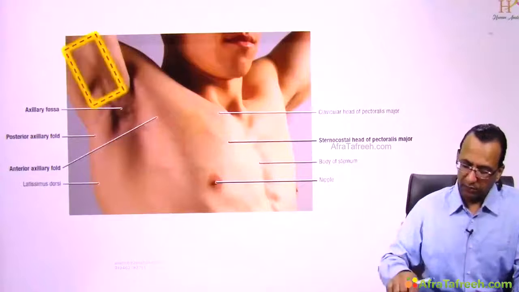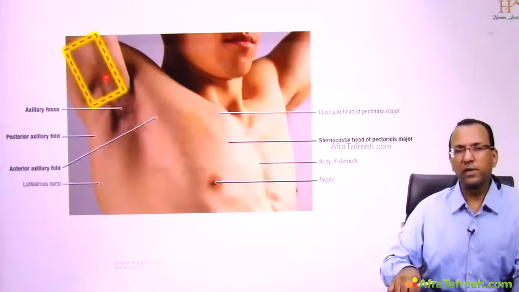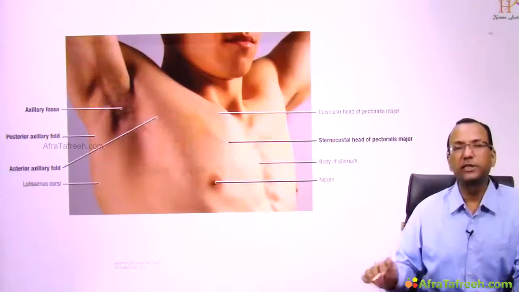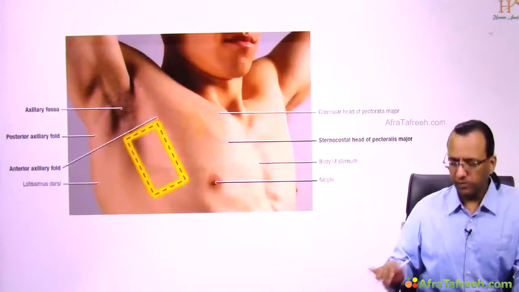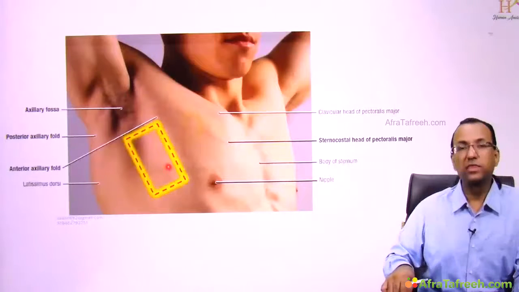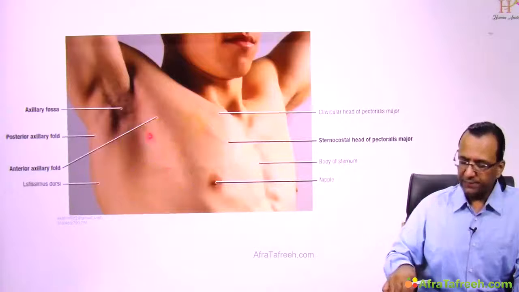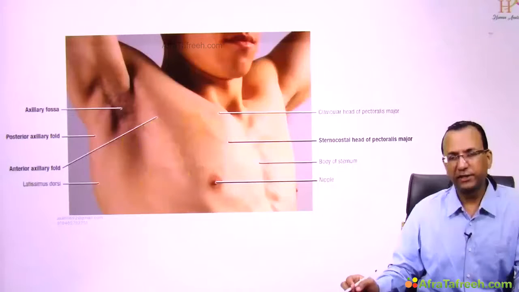What about the lateral wall of axilla? We have seen that there is the bone humerus, and also it is the long head of the biceps tendon there. And what is the medial wall? Medial wall is actually the upper four ribs and along with the origin of the serratus anterior muscle. So medially, it is the upper four ribs along with the serratus anterior origin.